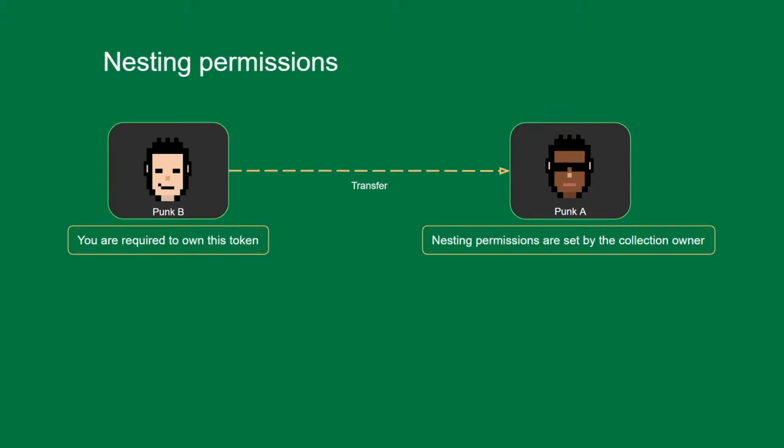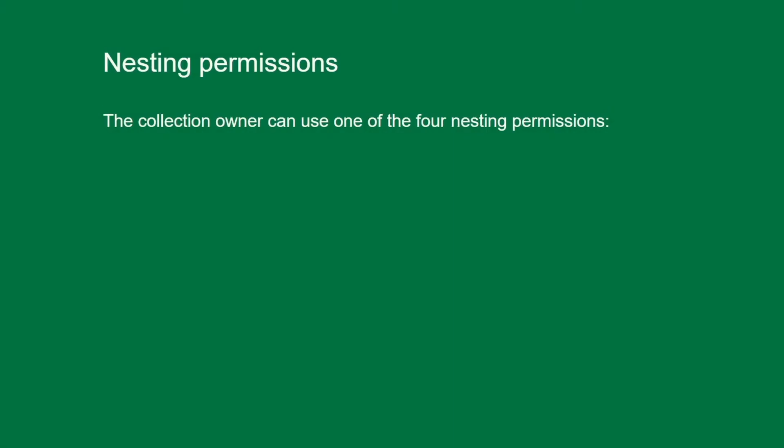So what other nesting permissions do we provide? The collection owner can use one of the 4 nesting permissions. The first one, no one is allowed to nest into the collection tokens.